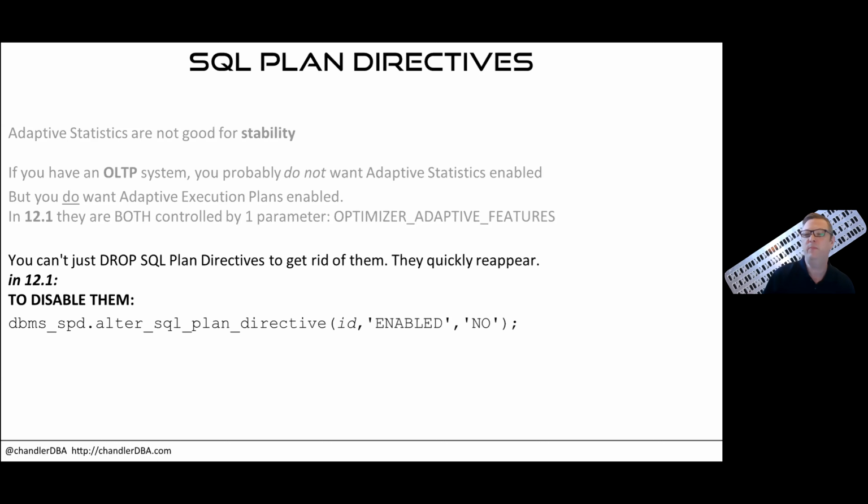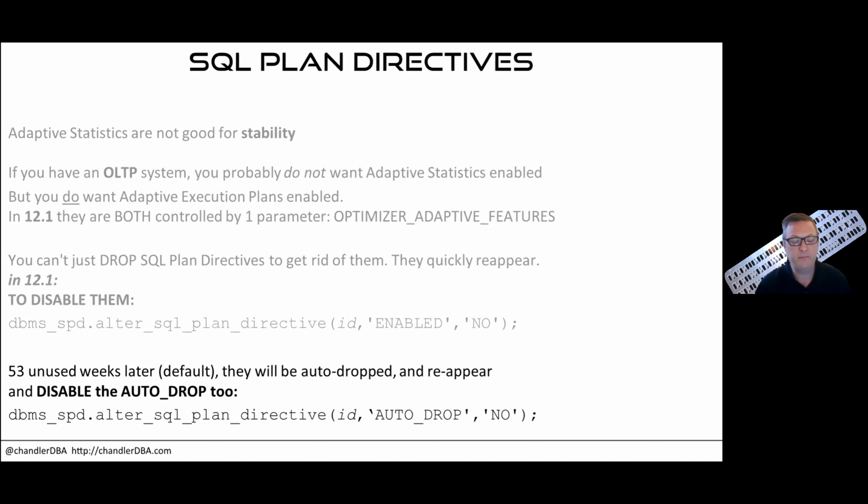Don't just drop them. If you drop them, they get recreated pretty quickly, because it's spotted that they're missing. It's also a good idea, if you disable them, to set them to not auto drop, because after 53 weeks unused, a SQL plan directive is dropped and got rid of. And then, of course, because it's no longer there, the optimizer will pull it back in. But this was a real particular problem in Oracle 12.1.